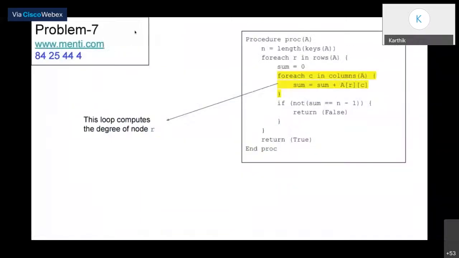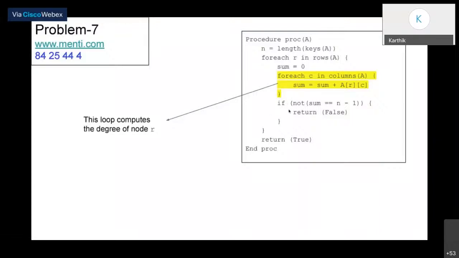Okay, so let's see what's happening here. The inner for each is computing the degree of node R. Sum is initialized to 0 for every node R, and then we are going through each column, each C in columns of A, and if there is an edge from R to C, then we are adding 1 to sum. That way we are just counting the number of edges incident on R, or the degree of node R. Since this is an undirected graph, there's no in-degree or out-degree, there's only one degree.